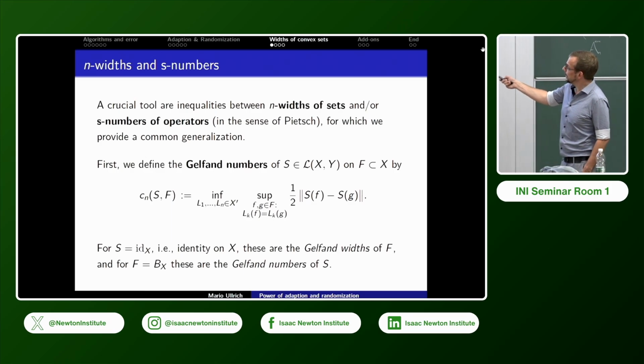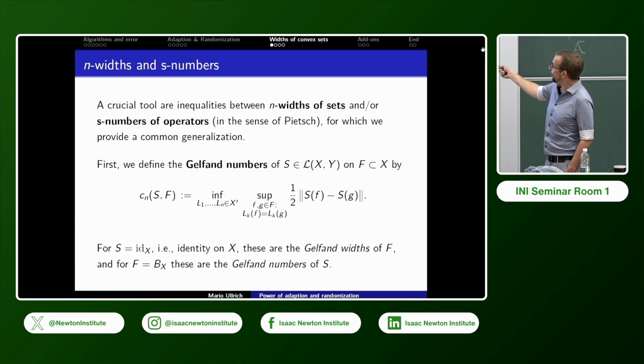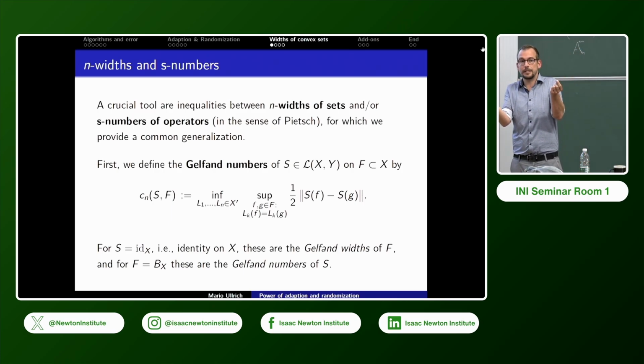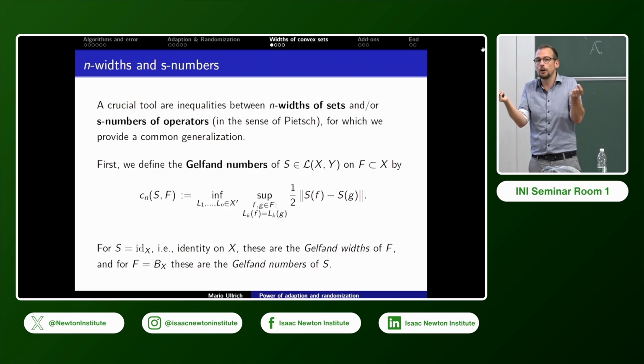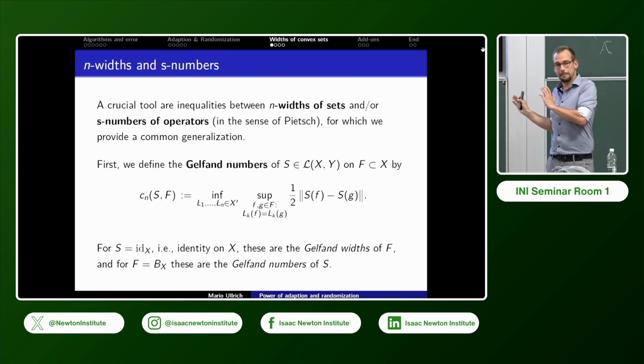So for example, the Gelfand numbers of an operator S on some set F are given by this. So what is it? I take n linear functionals, the best ones, and now I take the supremum over all two elements of my class F that I cannot distinguish by my data. Okay? So I collected n data points, and f and g are now all those elements that produce the same data. And I'm just looking at kind of the radius of the set. So it's 1/2 the diameter here, right? Once I have my data, there must be elements I cannot distinguish. And since I cannot distinguish them, this is a clear lower bound for algorithms. It's a kind of. But I will make this precise in a second.